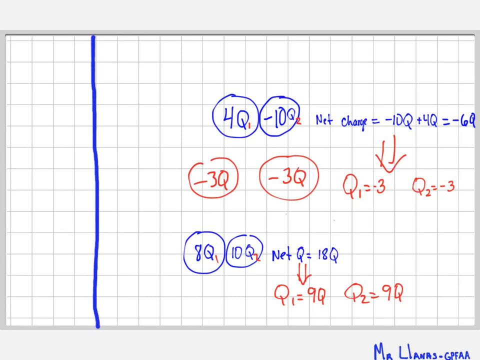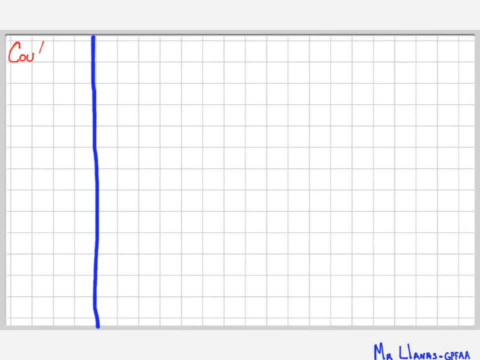9q each, or 9 times the elementary charge, if it's positive or negative. All right, so with that, we can start talking about Coulomb's law. We said that this is the equation for Coulomb's law.